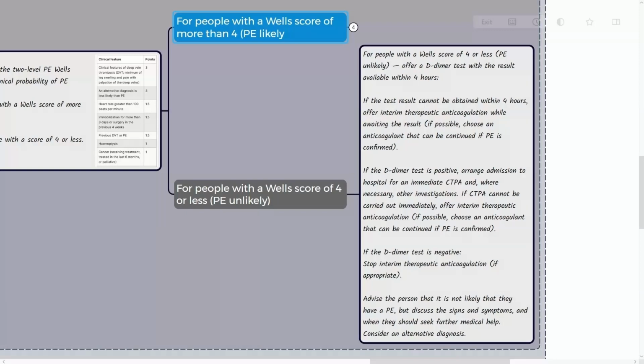If the D-dimer test is negative, stop interim therapeutic anticoagulation, if appropriate. Advise the person that it is not likely that they have a PE, but discuss the signs and symptoms, and when they should seek further medical help. Consider an alternative diagnosis.